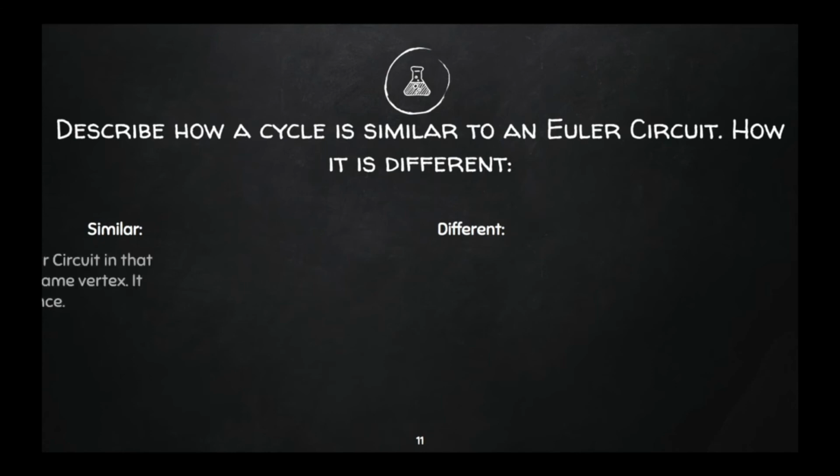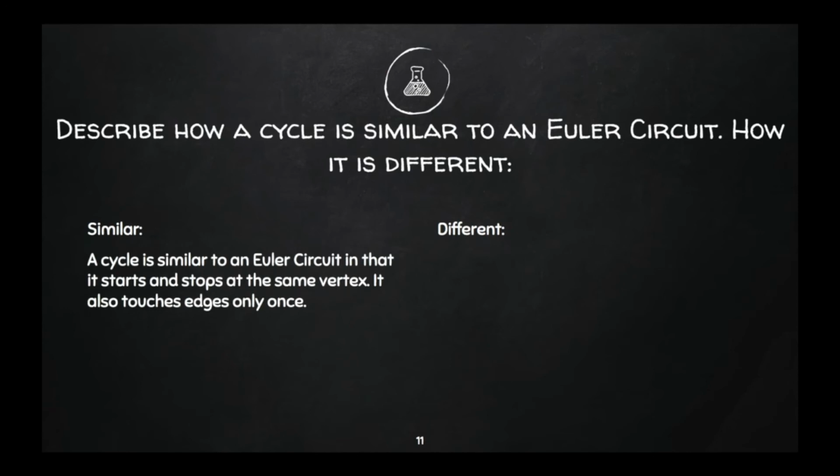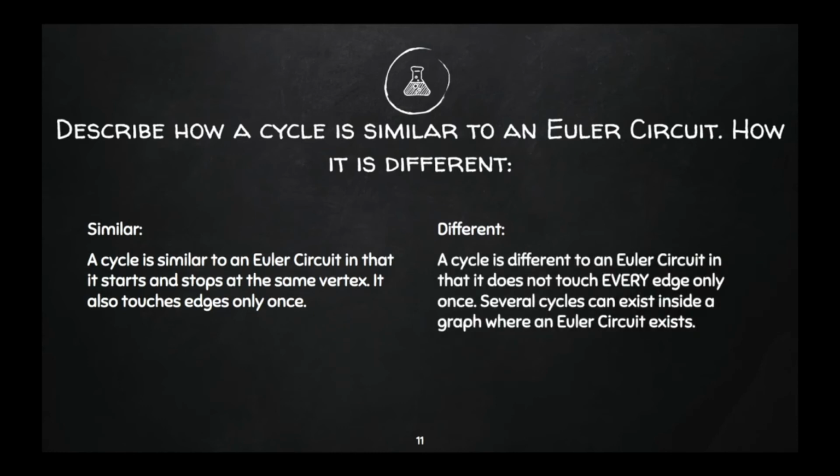Okay, similar. A cycle is similar to an Euler circuit in that it starts and stops at the same vertex. It also touches edges only once. How is it different? It's different in that an Euler circuit touches every edge, but a cycle does not touch every edge. Several cycles can exist inside a graph where an Euler circuit exists. So there's a difference between a cycle and a circuit.